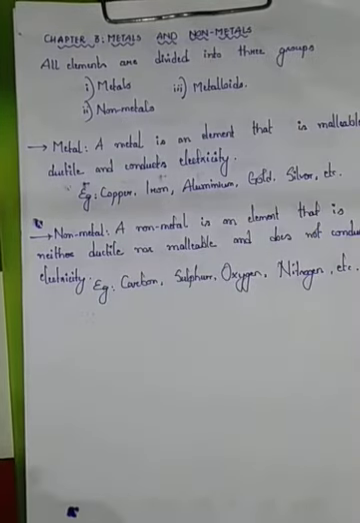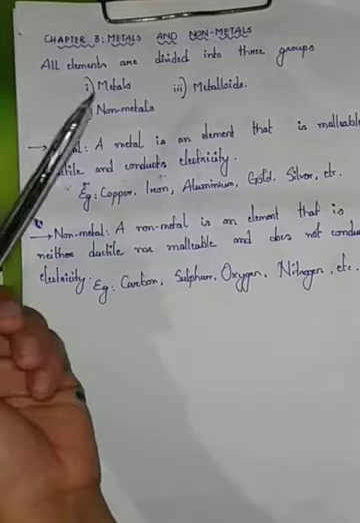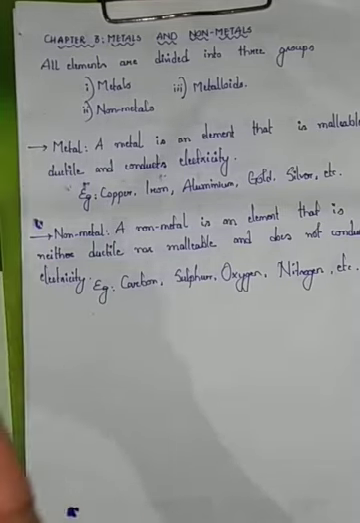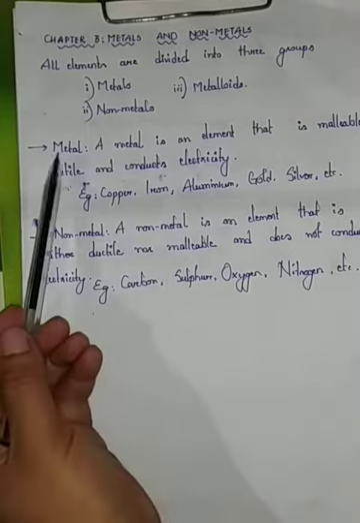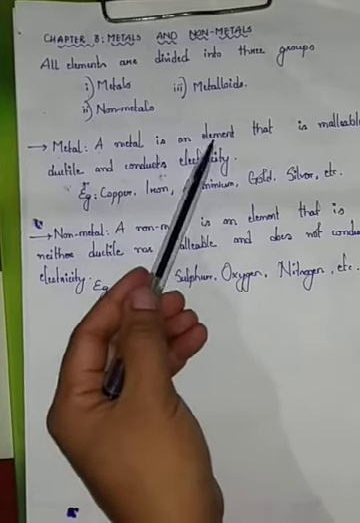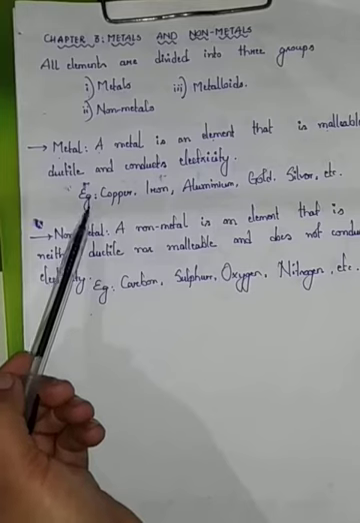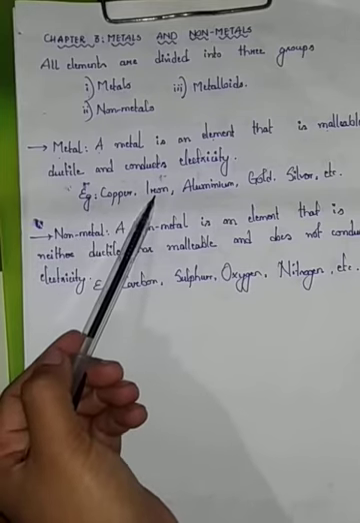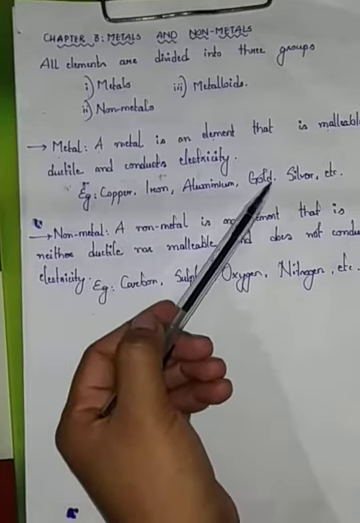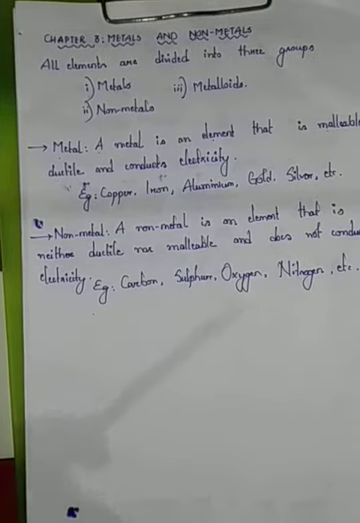So in our class 10 syllabus we will be studying the physical and the chemical properties of metals and then non-metals. Now let us first define what is a metal and then a non-metal. A metal is an element that is malleable, ductile, and conducts electricity. For example, we have copper, iron, aluminium, gold, silver, chromium, sodium, magnesium, nickel, cobalt, etc. All of these are metals and they are malleable, ductile, and conduct electricity.